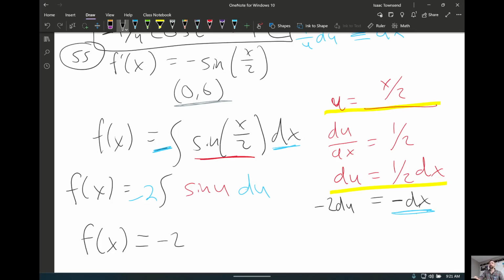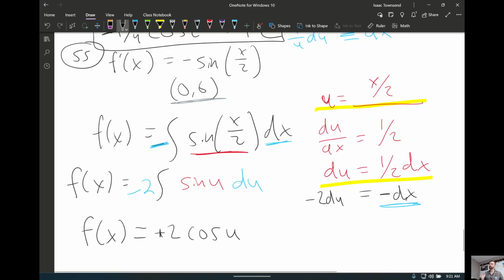Okay, and the thing that I can take the derivative of to get sine would be negative cosine. Okay, and so for this question, I'm going to just leave a lot of stuff off at the end. What else did I forget? Plus C. Okay, so don't forget the plus C. What else? What about this guy?